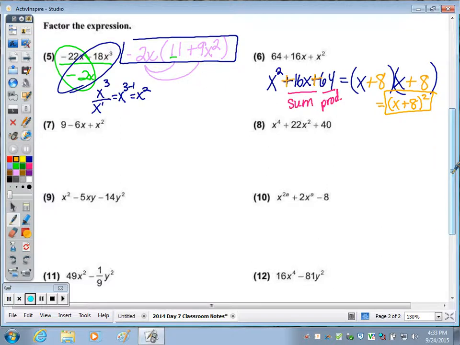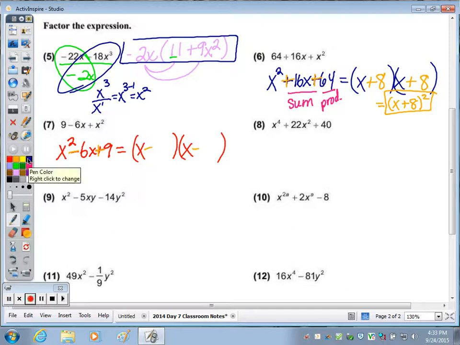Number 7. Again, if you're uncomfortable, you can switch it to x squared minus 6x plus 9. As we mentioned, there's no GCF. So trinomial factors into two binomials, x times x. I have a positive product, so that means the signs are the same. And since this time they combine to negative 6, both signs are negative. So what multiplies to 9? Again, here's your product. And what adds to 6? So it's not 1 times 9, but it's going to be 3 times 3. Negative 3 times negative 3 is a positive 9, and then negative 3 plus negative 3 is negative 6.